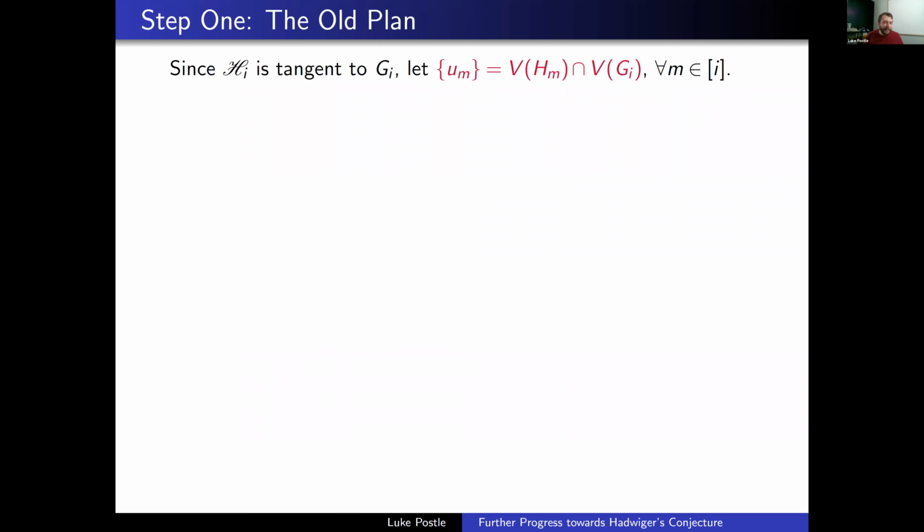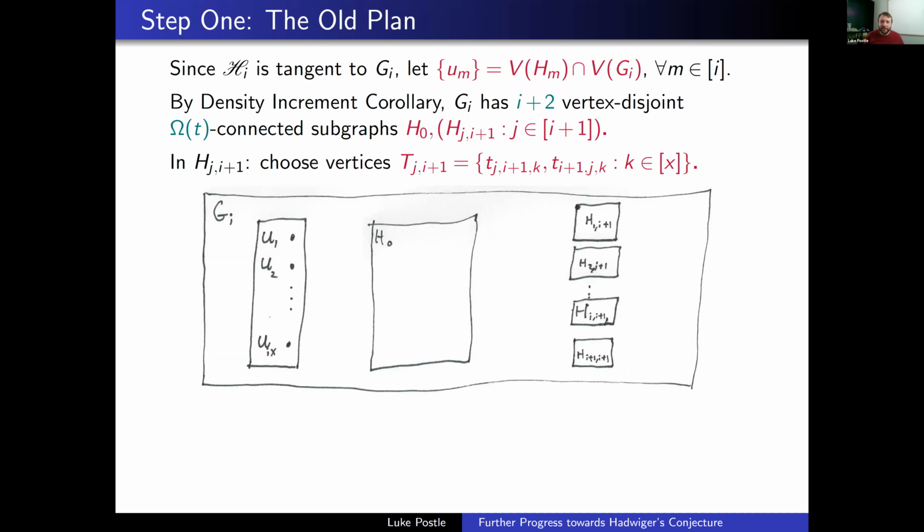So step 1 is easy. It's just the old plan. To build one step, since your H is tangent, so let's say here are the U1 up to the UIX. By our density increment corollary, there exists... So here I don't need the full grid. I only need one kind of row or column, however you think of it.